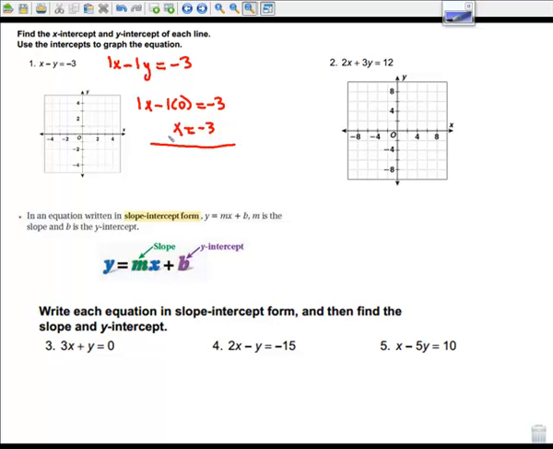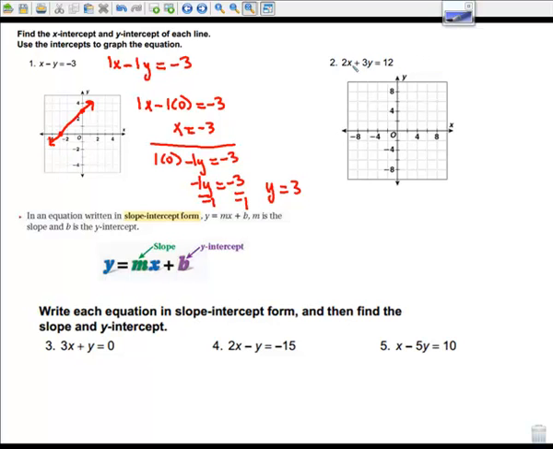And then I can find the y-intercept by setting x to 0. So I go 1 times 0 minus 1y equals negative 3. And again, that's just negative 1y equals negative 3. Don't forget to divide by negative 1. And so y equals positive 3. And so we're going to go ahead and plot those 2 points. X is negative 3 right here. Y is positive 3 right here. And now I can just draw the line.